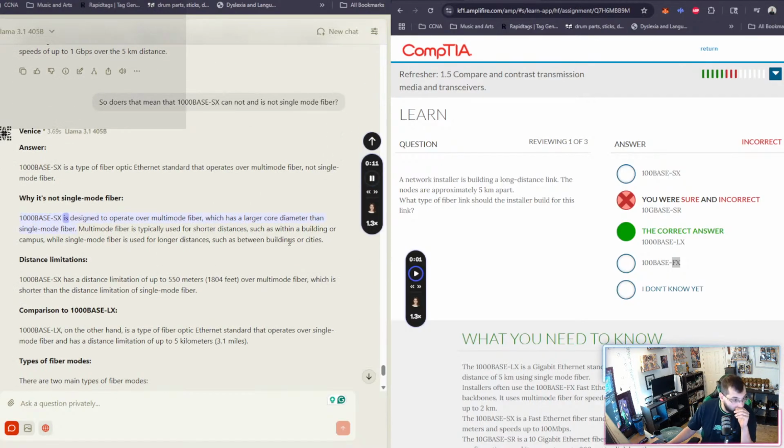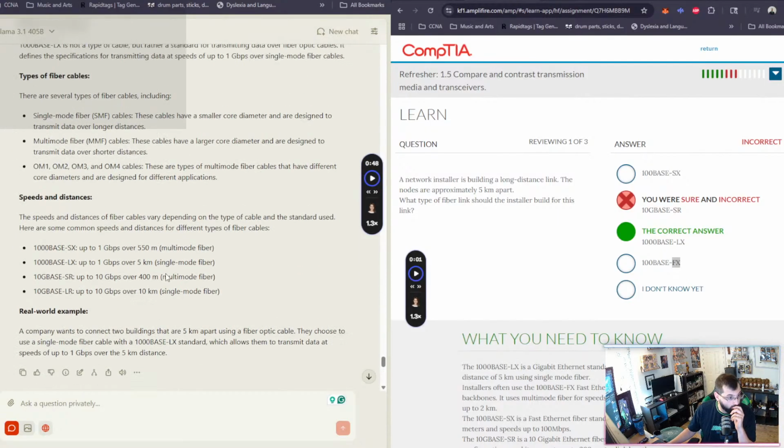1000 base SX is designed to operate over multimode fiber, which has a larger core diameter than single mode fiber. Multimode fiber is typically used for shorter distances, such as within a building or campus, while single mode fiber is used for longer distances, such as between buildings or cities. So LX has to be single mode fiber because it's so long.